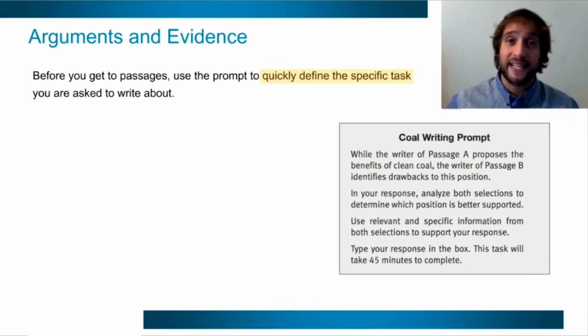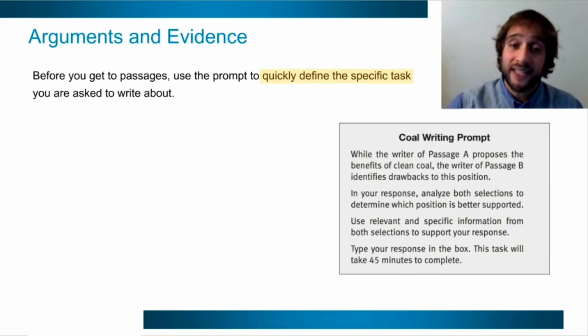Just make sure you glance at it and understand what the goal of this particular extended response section is. In this case, with our co-writing prompt, quickly look and it says, okay, passage A proposes clean coal. Passage B identifies drawbacks to this position. So right away, we see the two stances, the two claims that we're going to witness in those prompts. So good, we're off to a good start.